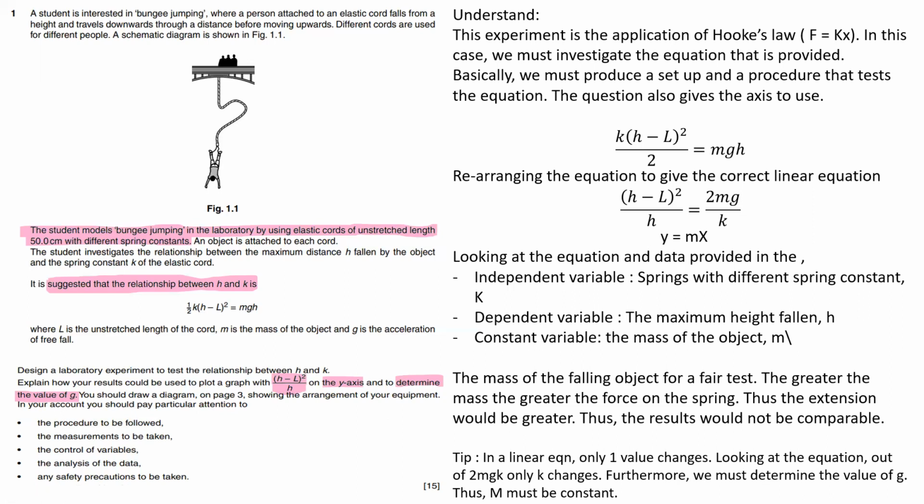But if you look at it in a more theoretical way, the mass of the falling object is kept constant for a fair test. The greater the mass, the greater the force on the spring, thus the extension would be greater. And then the value of h, the maximum distance fallen, would be greater if you use a greater mass, compared to 50 grams and 100 grams. The elastic cord would extend more if you use 100 grams, for example. Thus, the results would not be comparable.